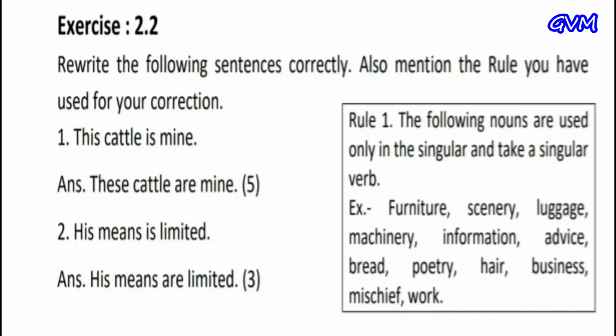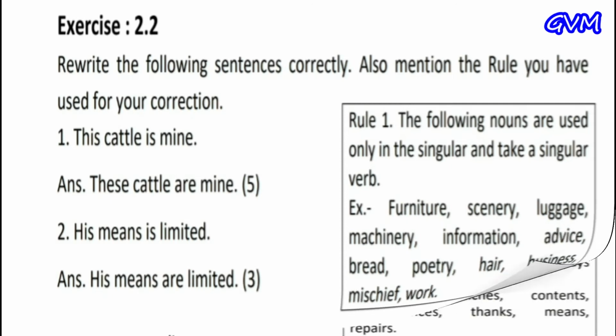We use rule number 3. In rule number 3, some nouns are not used in the singular form. They always take a plural verb. So we use are.